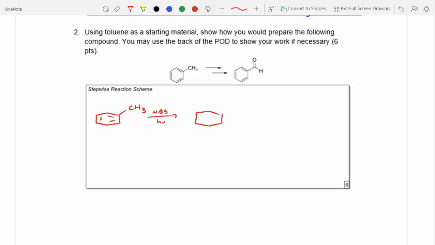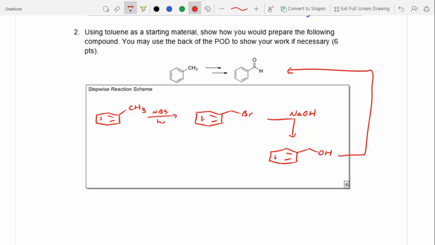If we do that, we can install our bromine on our benzylic position. Now what? NaOH. Okay. What sort of reaction is this? SN2. Again, another first term reaction. And then, how can we go from, I'm just going to connect this with one big arrow, from our primary alcohol to our aldehyde? PCC, right? Why don't we use chromic acid? It'll over-oxidize it to benzoic acid, right?